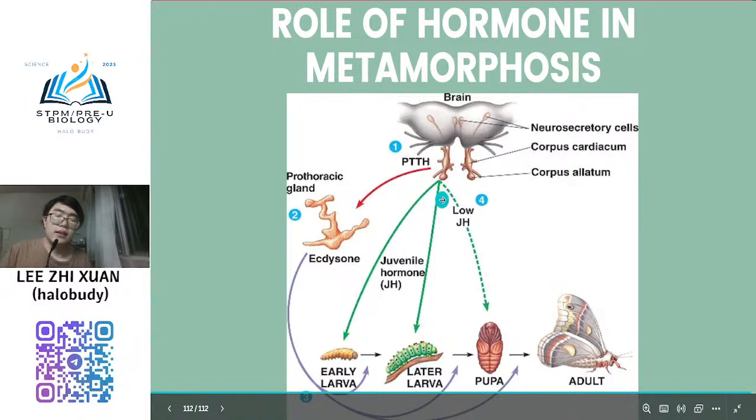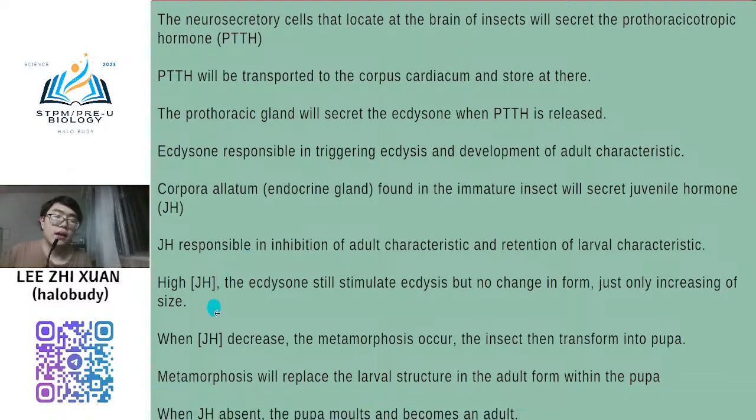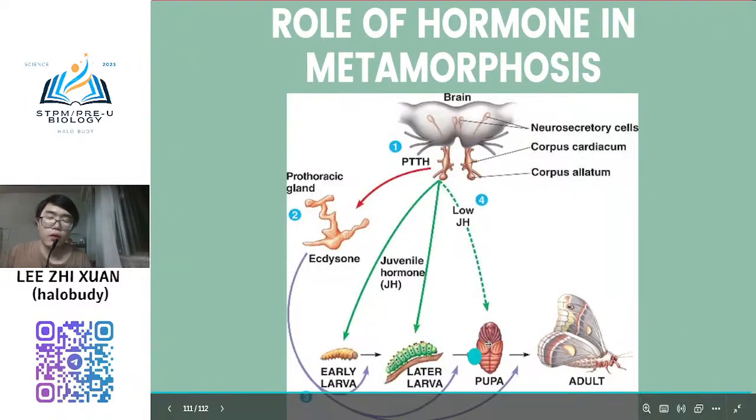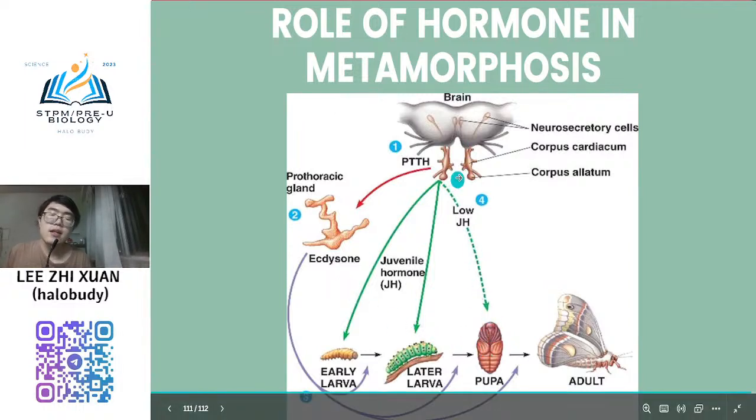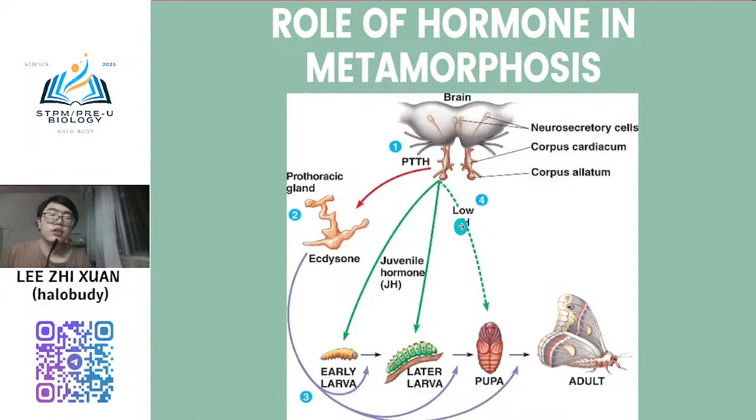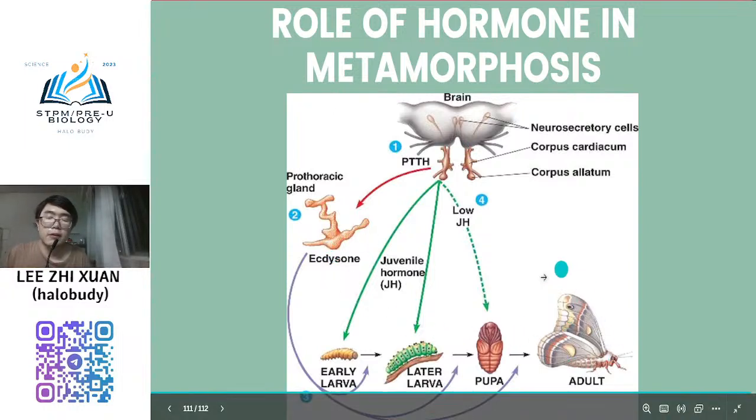But when the juvenile hormone decreases, metamorphosis will occur, meaning that the insect starts to transform into the pupa stage. Because the juvenile hormone starts to decrease, ecdysone will take place to trigger the adult characteristics. So it will trigger the pupa stage first, and then finally juvenile hormone is totally declined, at zero concentration, and there is only ecdysone. So it will trigger the pupa to become the butterfly, to trigger the adult characteristics.